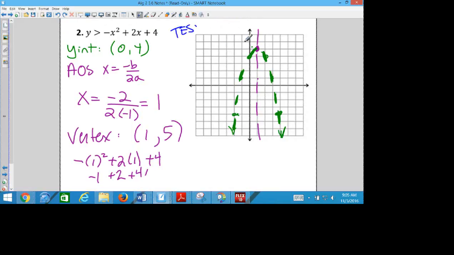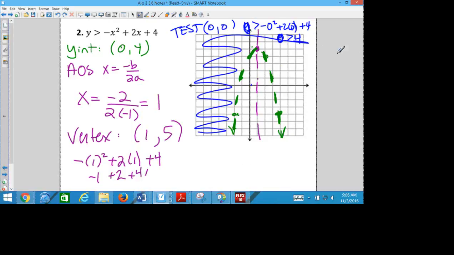I'm going to go ahead and test (0, 0) because it's not on the parabola. So we get y is greater than 4. Not y, I mean 0 is greater than 4. Is that true? 0 is greater than 4? No, so (0, 0) does not get shaded. That means everything outside of the parabola, the whole outside, gets shaded.